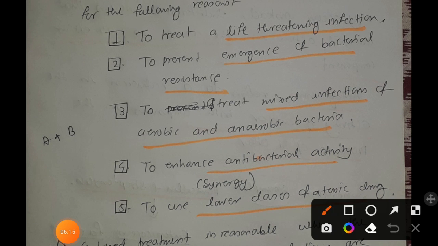And sometimes it can be to treat mixed infection, that is aerobic and anaerobic bacterial infection.